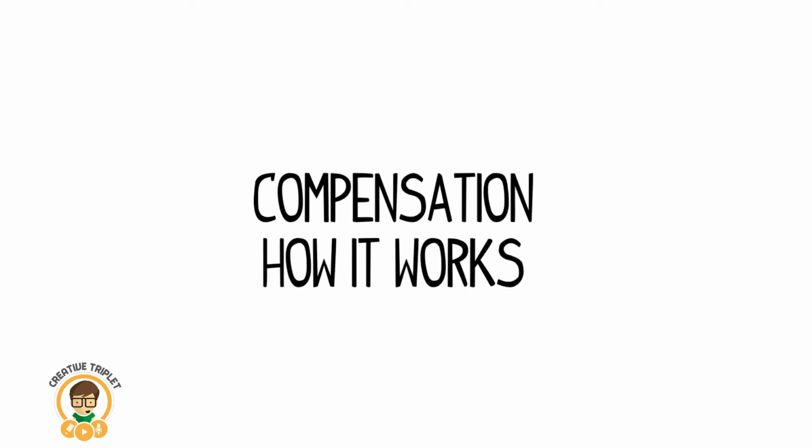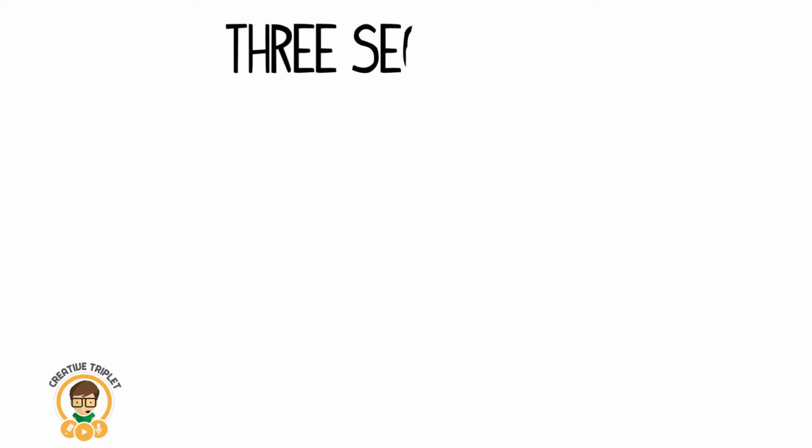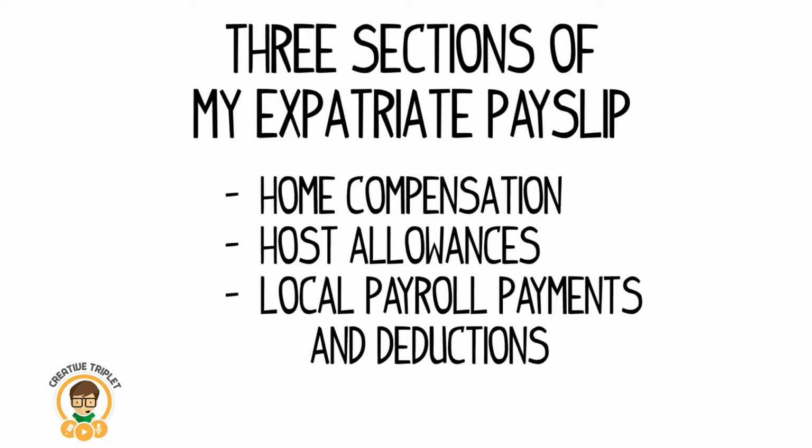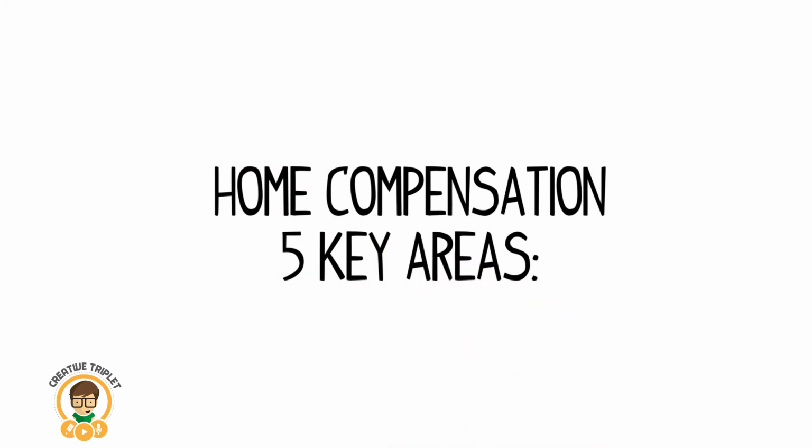Your overall monthly compensation. Let's examine the three sections making up your total My Expatriate payslip: home compensation, host allowances, and local payroll payments and deductions, which could include loans, mobile phone, parking fees, etc. Let's start with your home compensation, which covers 5 areas.